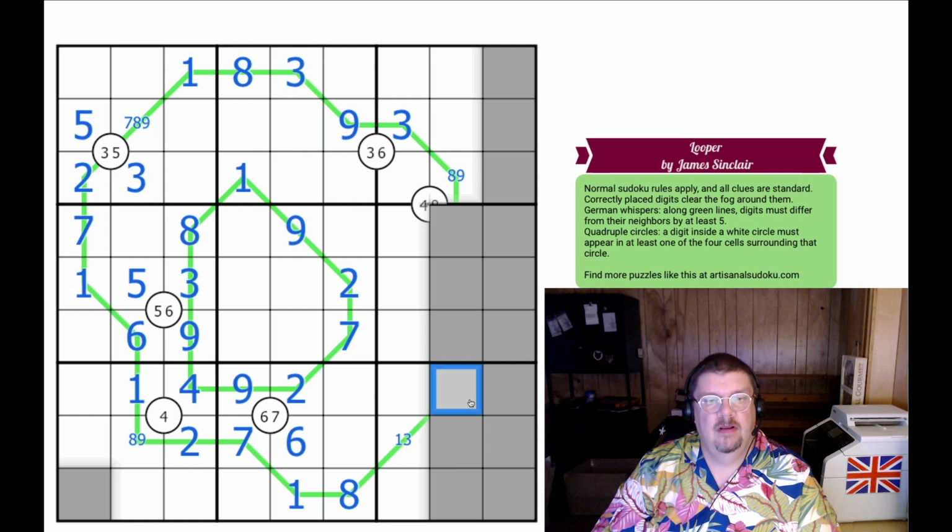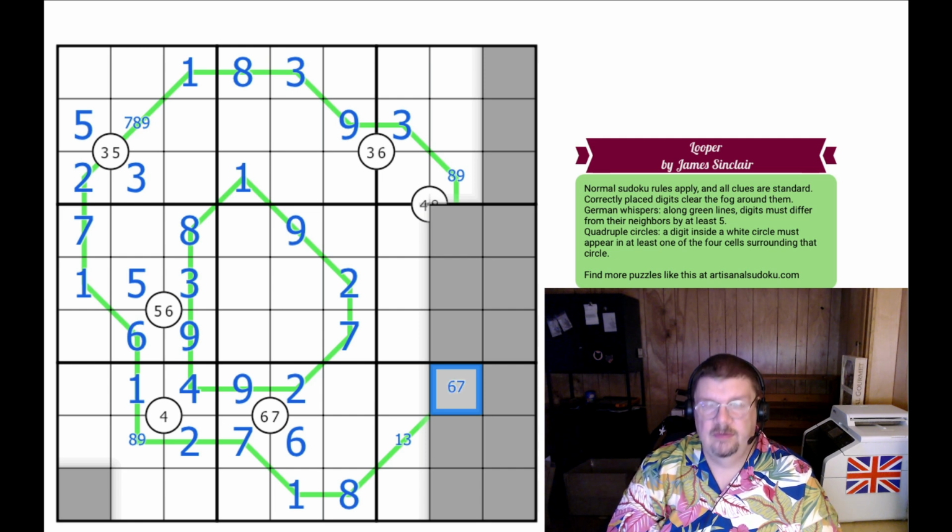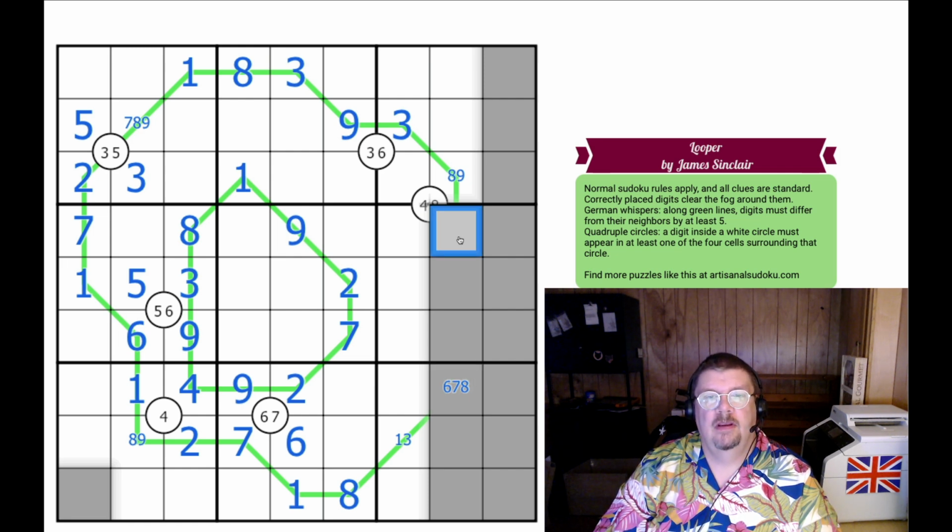Right, this is a high digit, and it is not 9. So that is 6, 7, or 8. This is a low digit. 1, 2, 3, or 4. Oh, that 3 makes this a 1.